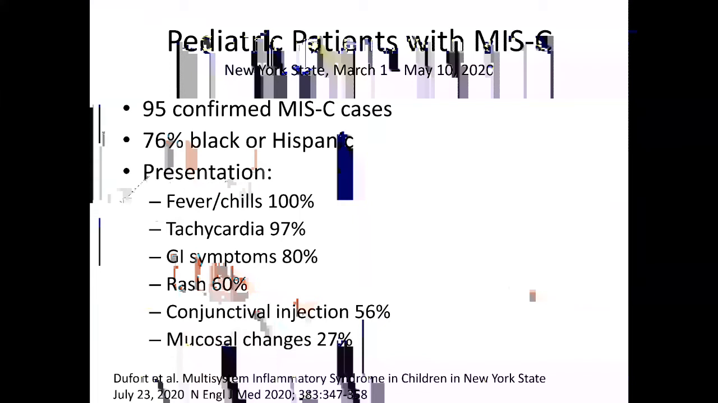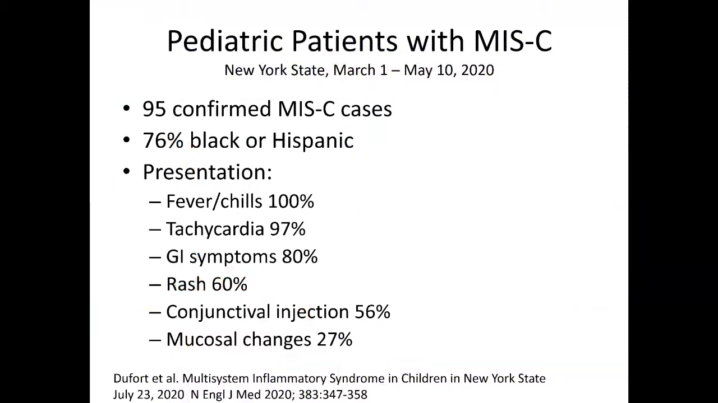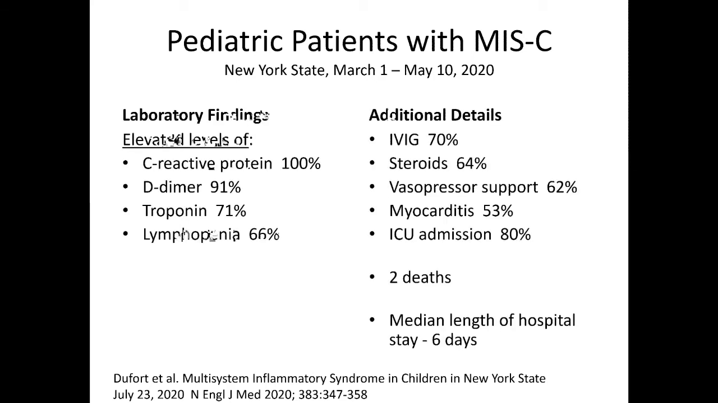In the patients in New York, they had 95 confirmed cases. There was a preponderance of cases in minority populations, and these were the presenting symptoms. So fever, chills, tachycardia, and GI symptoms were the most prominent, but rash, conjunctival injection, and mucosal changes. So a lot of these overlapped, obviously, with Kawasaki, but there's ways that you can try to sort of differentiate them to some degree. These are some of the laboratory findings in the New York State study. Again, the elevated CRP, D-dimer, troponin, and the lymphopenia.